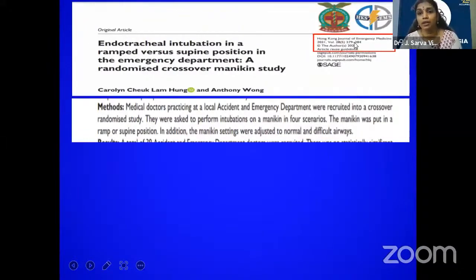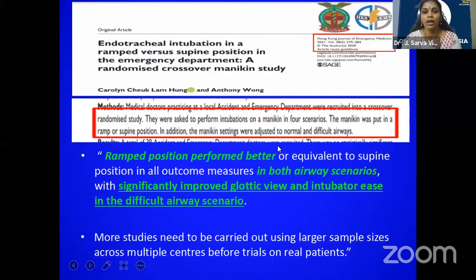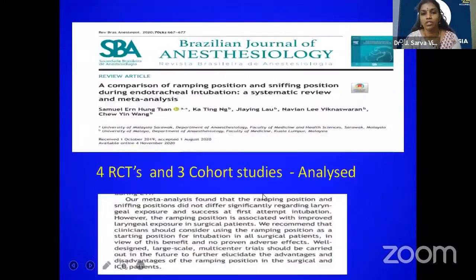This is a study that is very recent. It was published in 2020 in the Hong Kong Journal of Emergency Medicine. It was done in a mannequin, a crossover mannequin study, so patient bias is ruled out. Here they studied endotracheal intubation, ramp versus supine position. Four scenarios were set up. The mannequin was placed in supine and in the ramp position, and in addition, the mannequin settings were adjusted to simulate normal and difficult airways. And what was their outcome? They stated that the ramp position performed better than or equivalent to the supine position in all 4 scenarios, but it significantly improved the glottic view and intubator ease in difficult airway scenarios. And they suggested more studies be done on real patients to conclude.